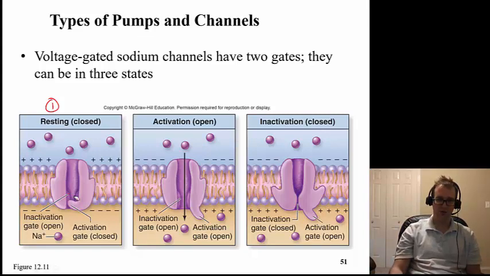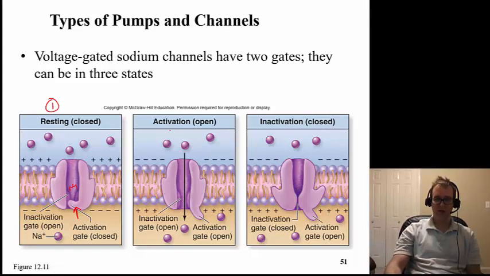I'll show you how you can tell it's open. You can see this little space here in between, and this little space is where something can go through. However, in the resting state, the activation gate is closed. That's like this little flap that sits here on the outside of the channel, which is actually on the inside of the cell, and it prevents substances from being able to pass through.